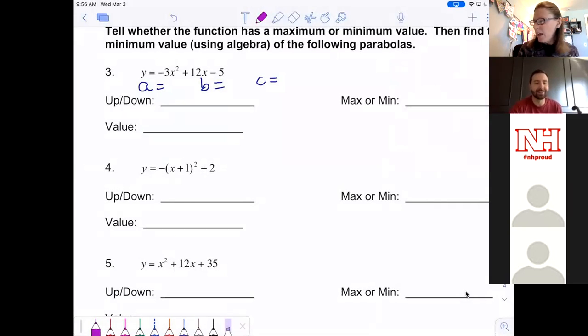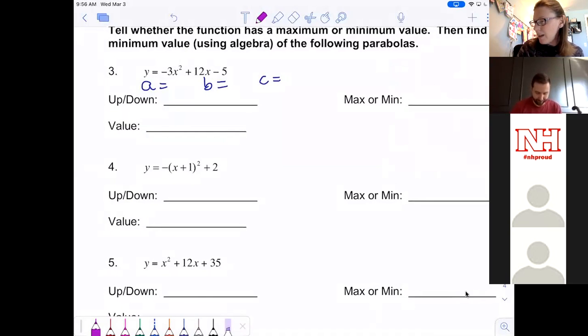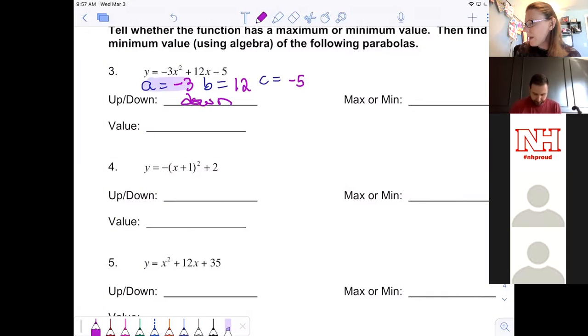Okay, so we have standard form from what Michael said. A is -3, B is 12, and C is -5. So Michael, I'm going to go back to you. How do you know if this graph opens up or down? If A is negative or positive. Yeah, and in this case, it's negative, so it goes down. And every time it goes down, your graph is a min or a max, Michael? Wouldn't it be a max? It is a max, yeah.